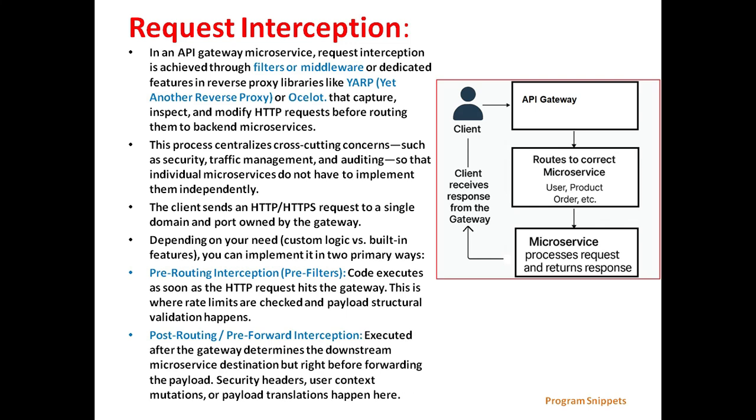And post-routing or pre-forward interception. Here it is executed after the gateway determines the downstream microservice destination, but right before forwarding the payload. Security headers, user context mutations or payload translations happen here.